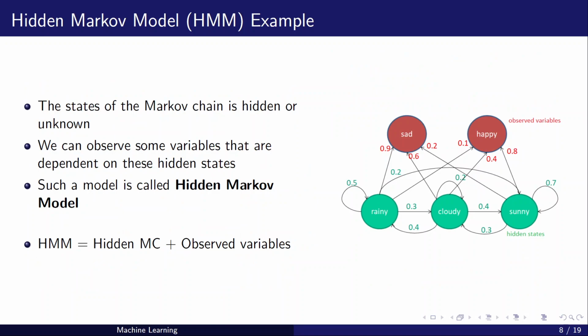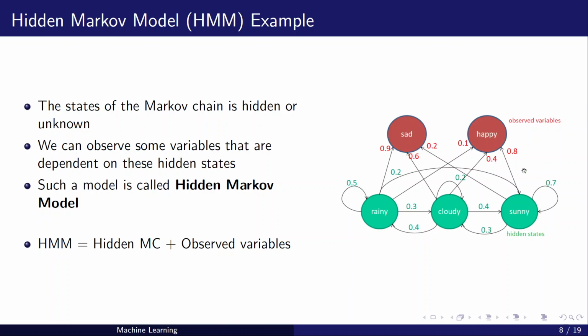So the states of a Markov chain are hidden from us. These are the hidden variables. There are some observable variables which are dependent upon the hidden variables. Such a model is called a hidden Markov model. So there is a Markov chain which is hidden from us.